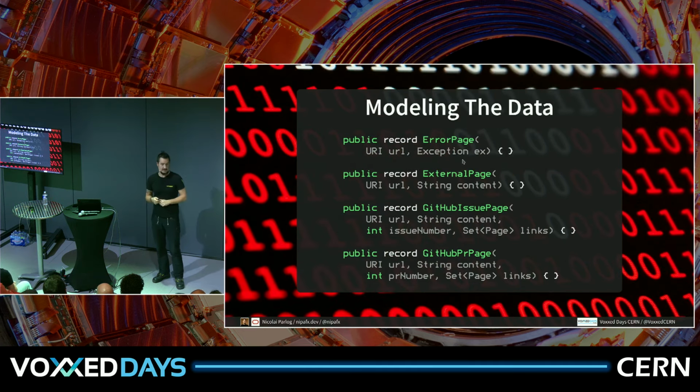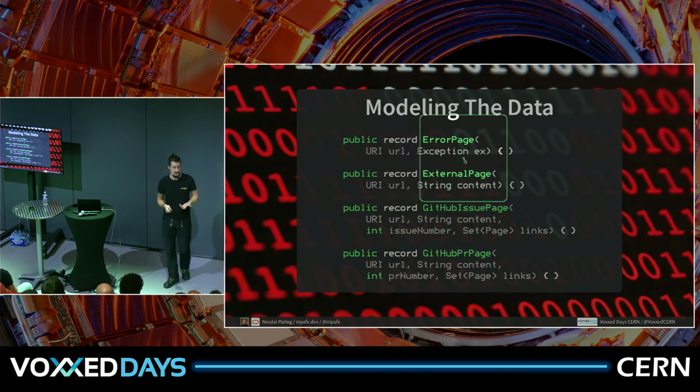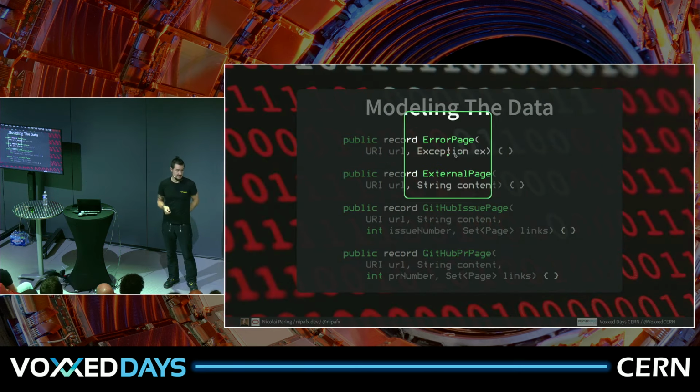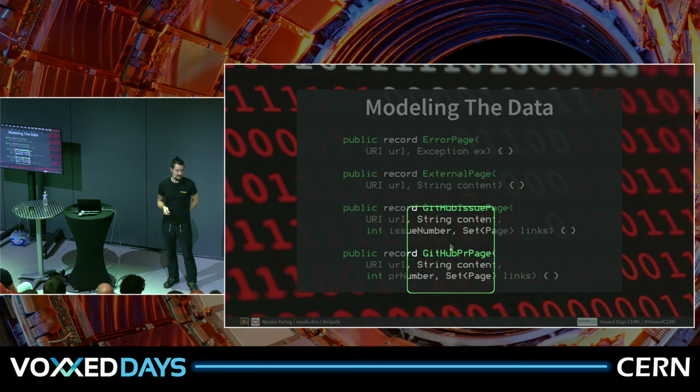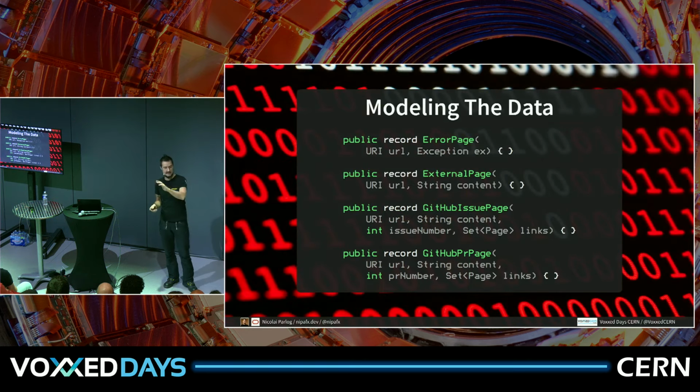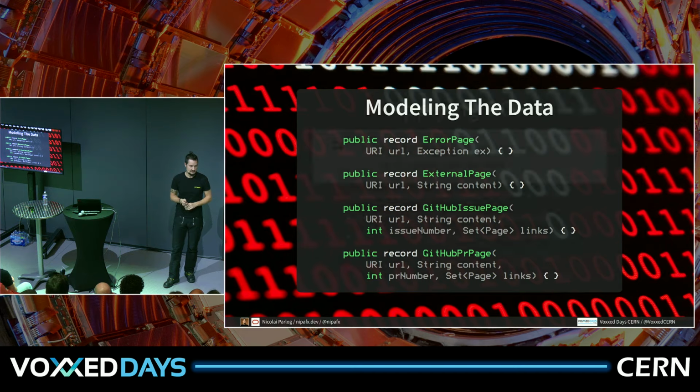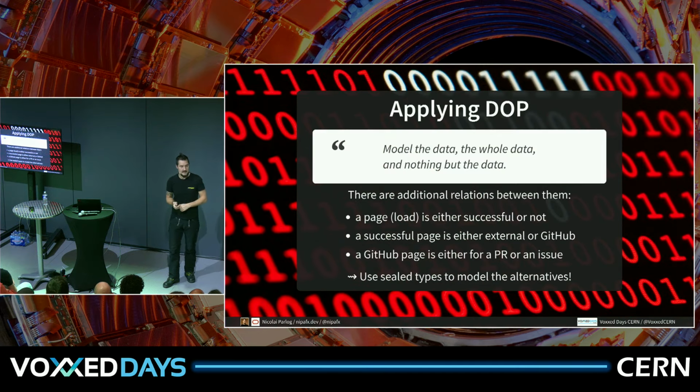Okay, so let's use records for this to model the data. The data was we have an error page, which has a URL and an exception. We have an external page, which has a URL and content. Or we have one of the GitHub pages, which also have URL and content, but they then also have an issue number or a pull request number, depending on what they are. And then they have a set of outgoing links. Right, so now we're very close. Like, this is very unfancy. It's the opposite of fancy. It's just, this is what we want to model, so we just model it literally with records, straight up. Now, the second part of that sentence says the whole data.